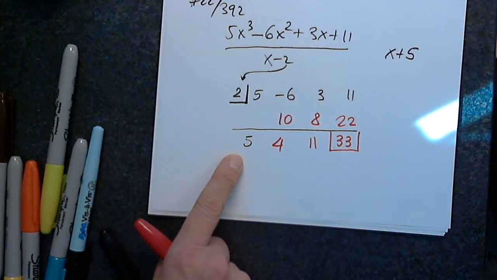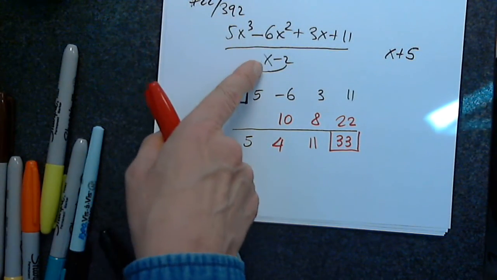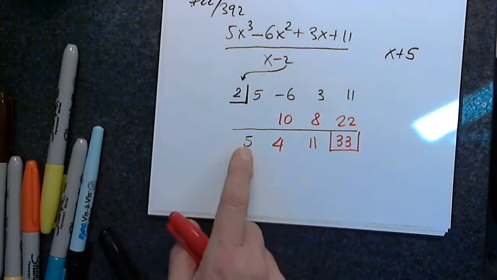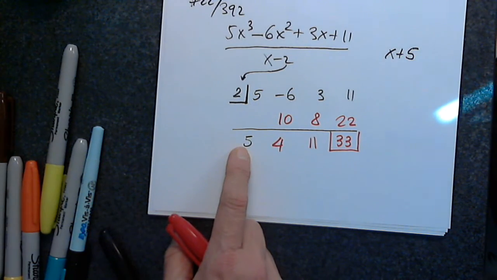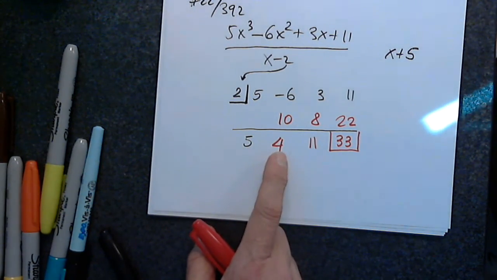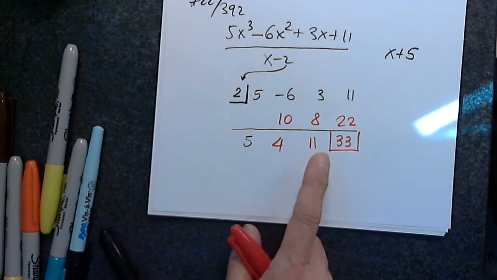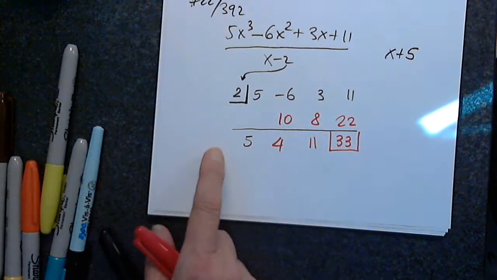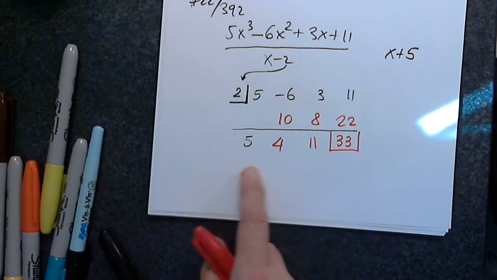You already told me. When I divide degree 3 by degree 1, I get degree 2. So this is the coefficient of x to which power? X squared. This is the coefficient of x to the first power, and this is the free term. So that's how you identify what this represents.